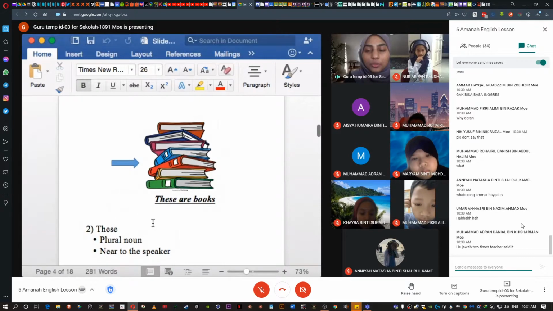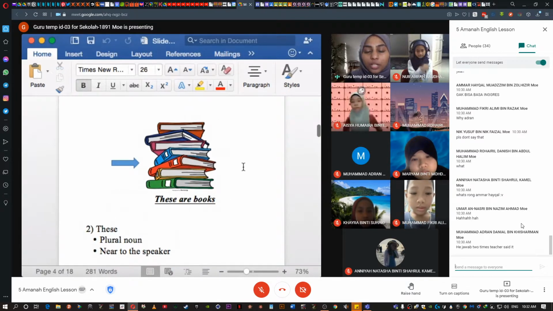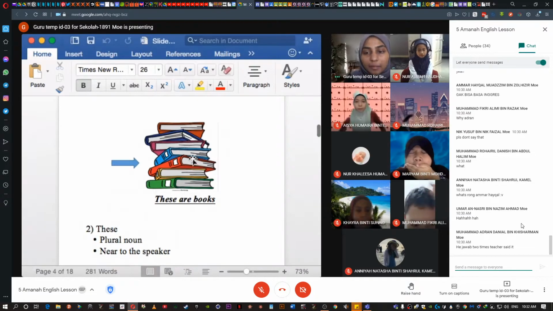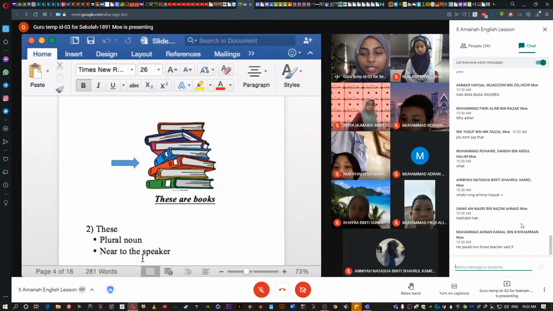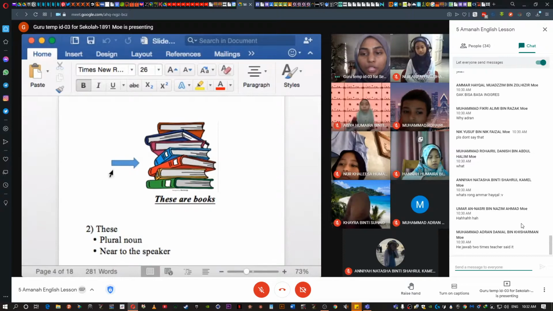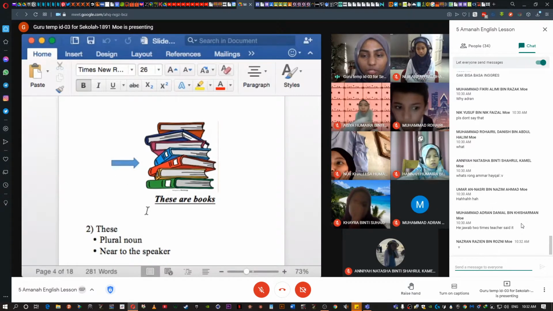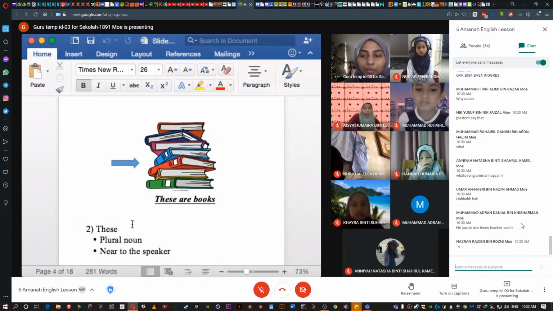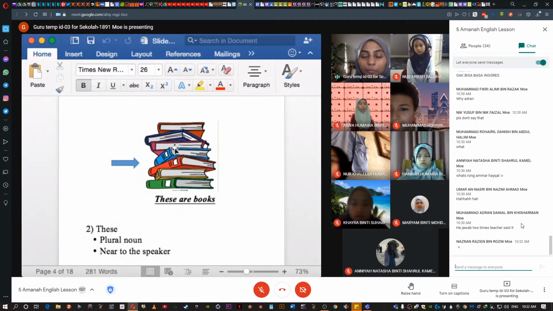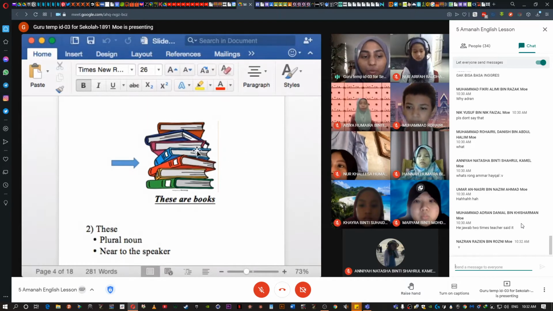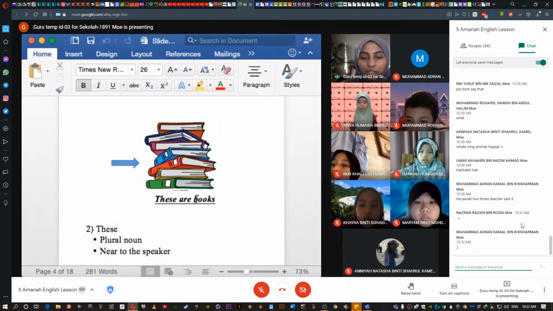Okay, number two. These. So, these we use for plural noun. As you can see, these are books. So, we can see ada banyak buku dekat sini. And it's near to the speaker. Berdekatan. So, buku ni berdekatan dan juga banyak, kita guna perkataan these. These we use for plural noun and near to the speaker. So, these are books. We have many books here. So, we call it plural and near to the speaker.